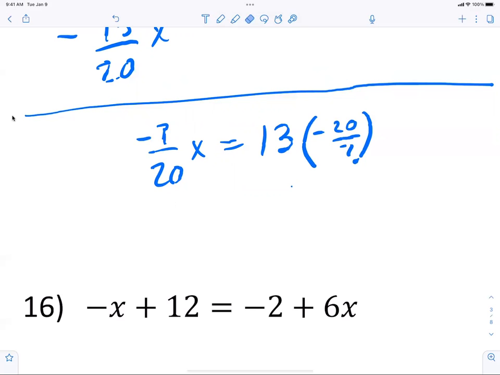All right, now that we have that, does anything cancel? No. So x is equal to, what's 13 times 2? With the what at the end? Over. Yes. Negative 260 over 7. Negative 260 over 7. Good job, man. Thank you. Okay.